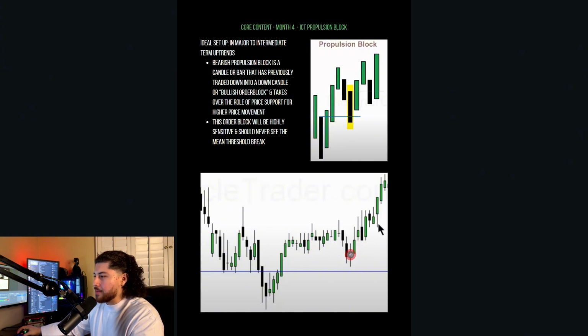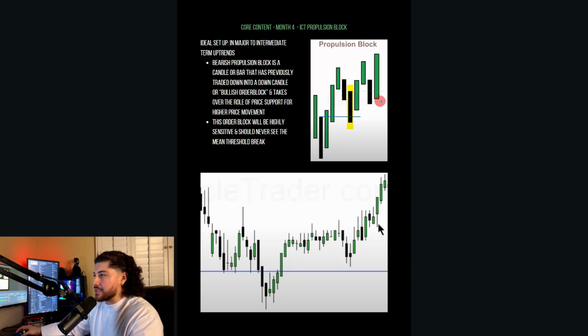What he shows here is that price makes a new high, pulls back, taps into this order block, and this order block here is the propulsion block. So I know in this case, he highlights the second one as the propulsion block. I don't know if it always has to be the second or sometimes it's the third.